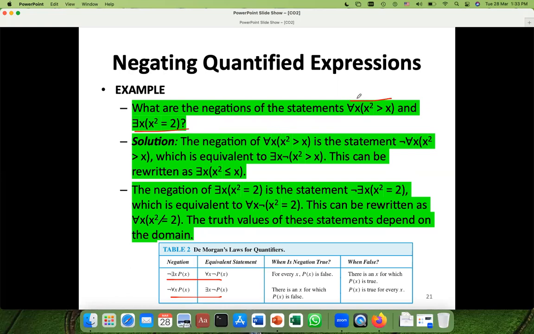Okay, we are taking the first one now. We are considering first this statement: for every x, x square greater than x. And what is the negation? You have to put negation before this statement, like here. Before its evaluation, you have to show the negation.